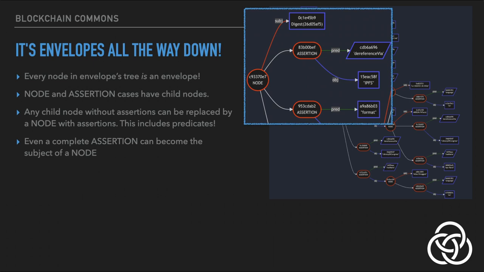So either of those assertions you see there can be replaced by node cases, in which case the assertion itself becomes the subject, and then additional assertions can be added to the assertion. This allows for deeply rich metadata.